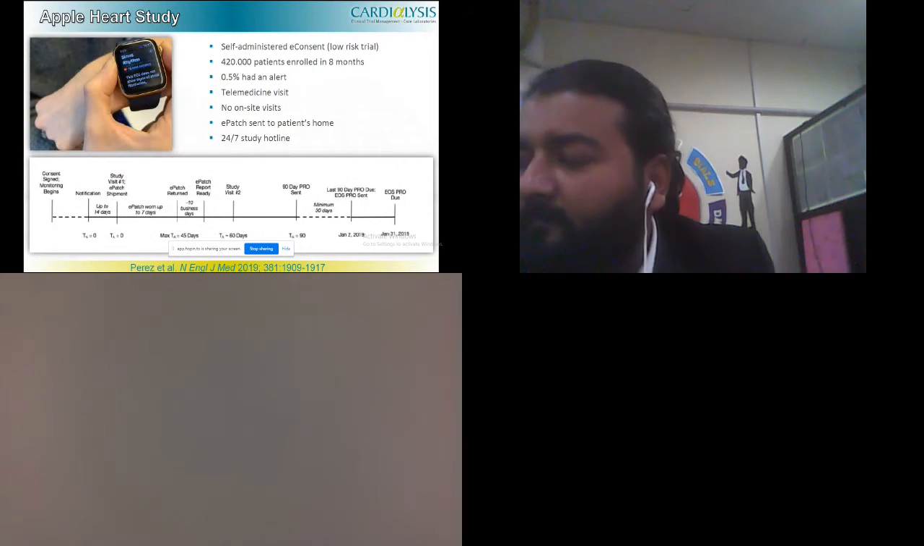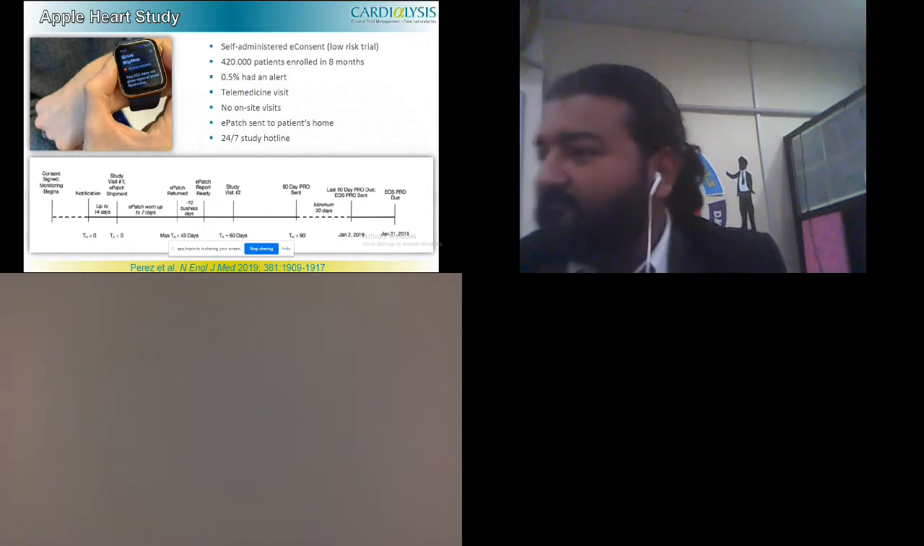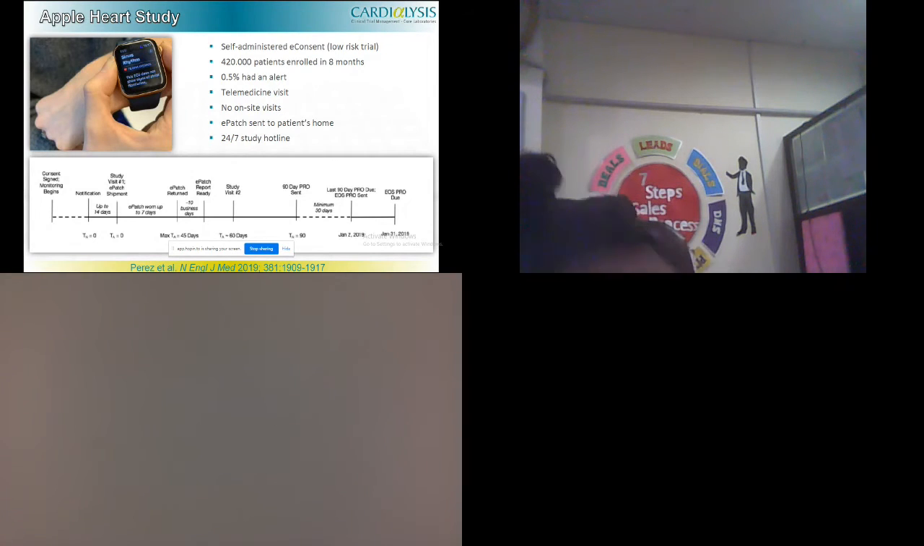Great. And telemedicine was used to perform visits, so there were no on-site visits. The patients that reported an alert through the Apple Watch were then contacted to get an e-patch, which is a device that can capture the ECG recordings through an extended period of time, and that was for 7 days. And this e-patch was returned and then analyzed, and the final reporting was done that way.